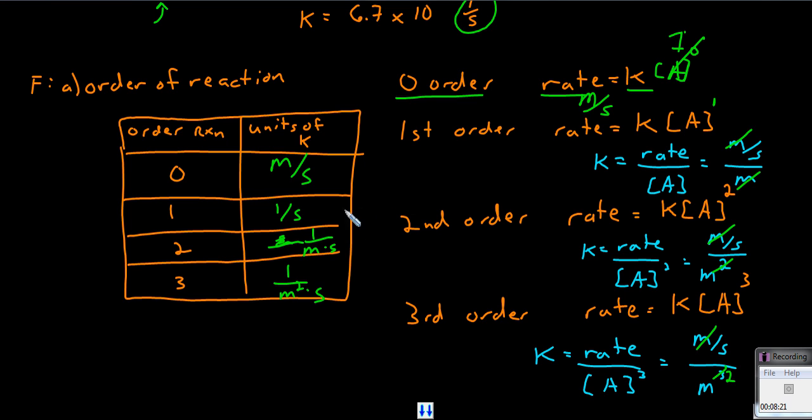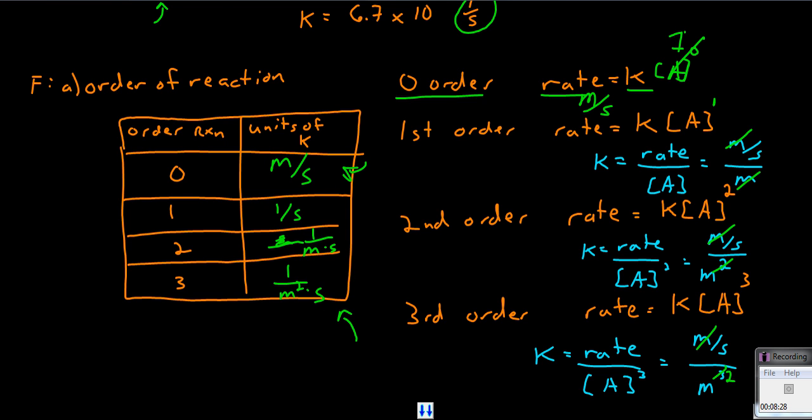Now, you could memorize all of these only by memorizing 1. For example, you can memorize that quite easily. A zero order reaction is rate is equal to k, and so the unit of k is molar per second. And then each time that the order increases, you just divide by molar to get your units.